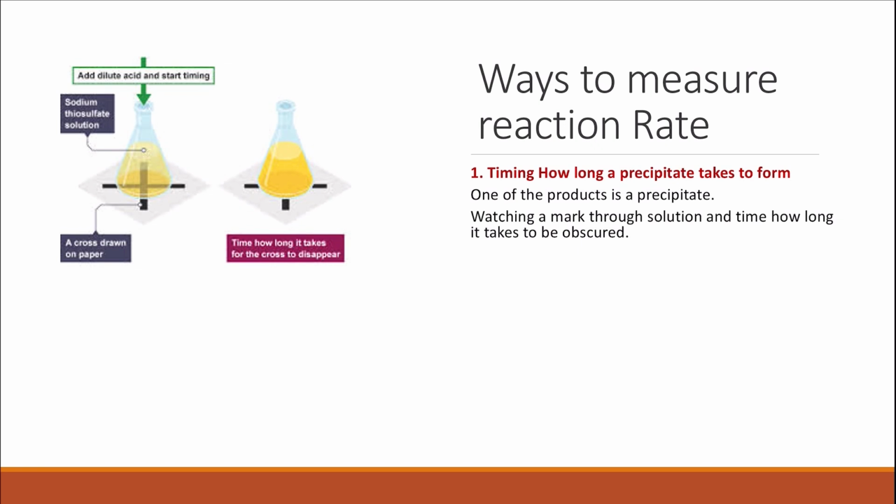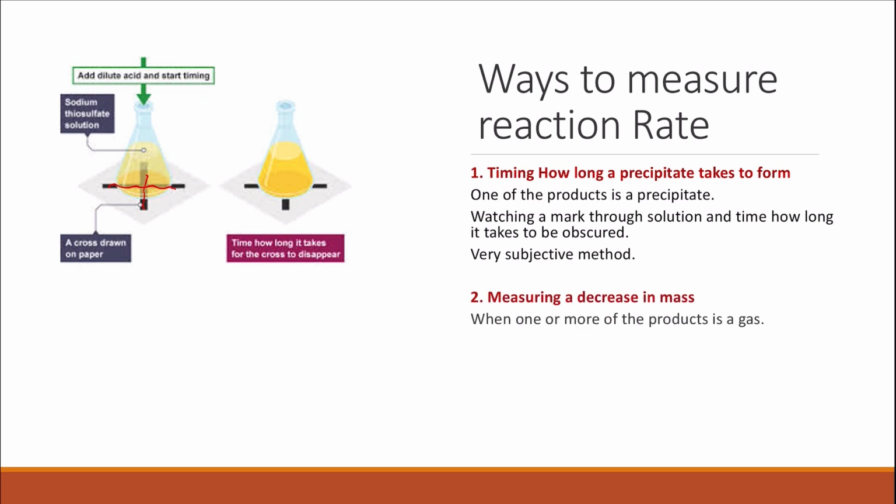When we react sodium thiosulfate with dilute acid, one of the products is sulfur, and sulfur is a yellow precipitate. So you can time how long it will take for the cross drawn on a paper under the reaction vessel to be completely obscured. This is, of course, very subjective because different people will have different opinions on when exactly the mark has been completely obscured. The second method is by measuring a decrease in mass.